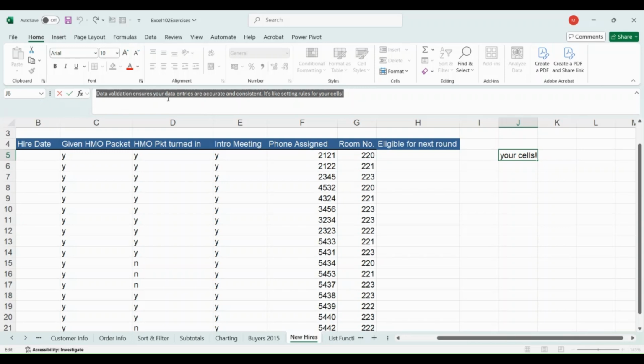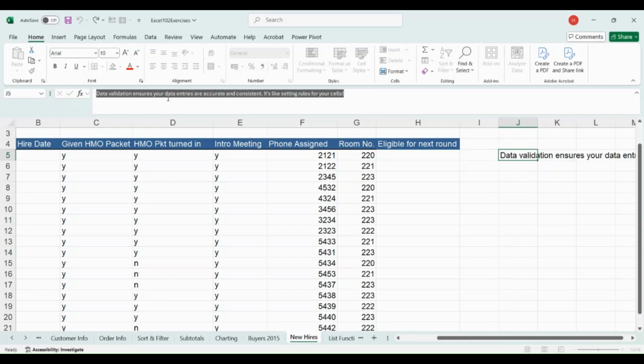In layman's language, you can set rules over the cells to restrict entries, to ensure that your data will be accurate, good, and consistent. That's why we can use data validation.